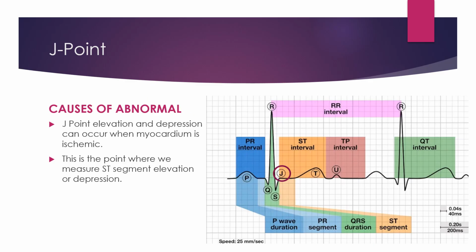Things that are abnormal, okay? So a J point that is elevated or depressed. This can occur with myocardial ischemia and myocardial injury. Remember that ischemia is a lack of, or not enough, oxygen that leads to injury. Injury that is not corrected will lead to infarction, okay? So again, this is the point where we measure ST segment elevation or depression. It's that first point that you see right here where we make this turn out of the QRS complex, where the QRS complex ends.